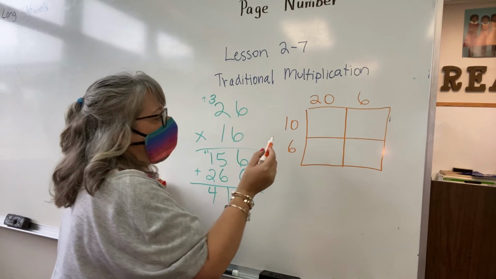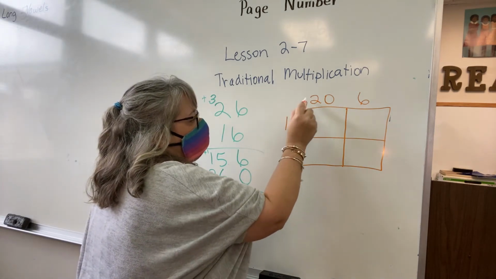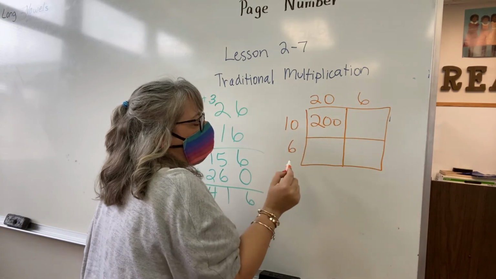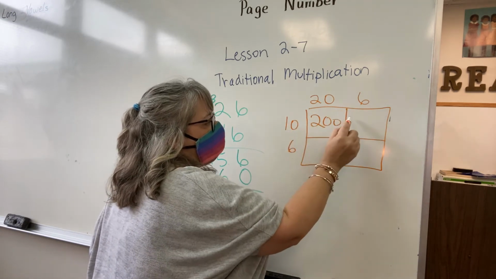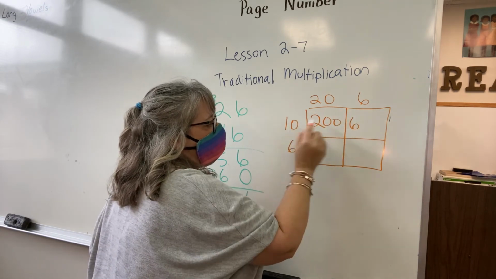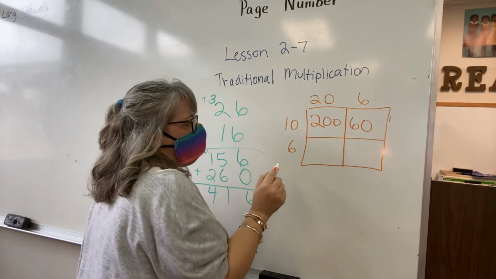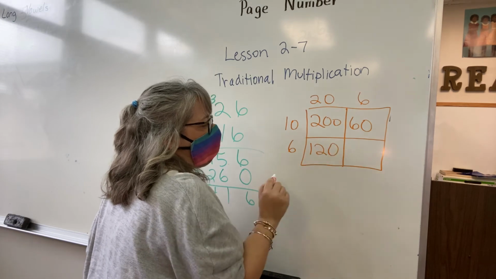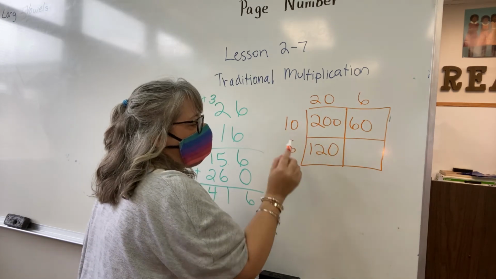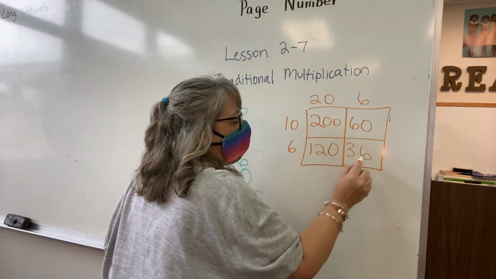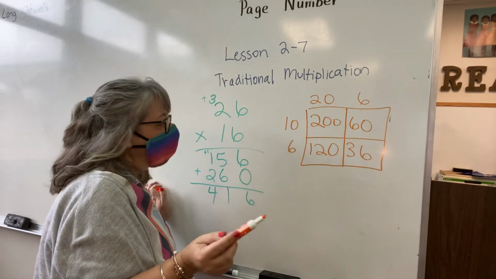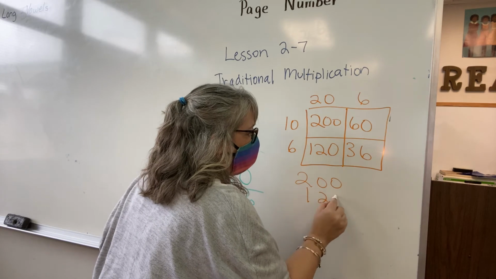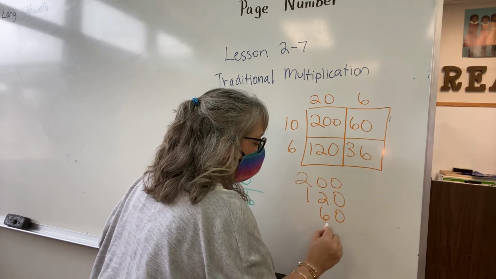Let's multiply. 1 times 2 is 2. Add your 2 zeros. So 10 times 20 is 200. 1 times 6 is 6. Add your 0 is 60. 6 times 2 is 12. Add your 0. So 6 times 20 is 120. And 6 times 6 is 36. Let's add those up. 200 plus 120 plus 60 plus 36.